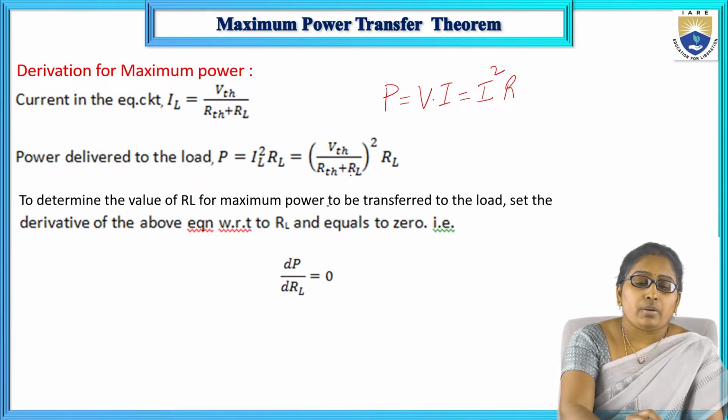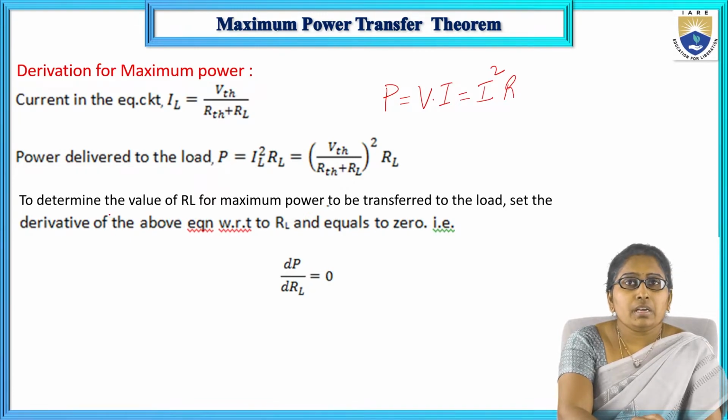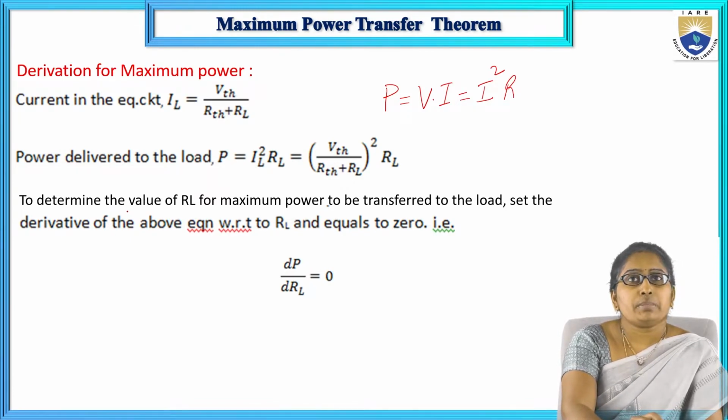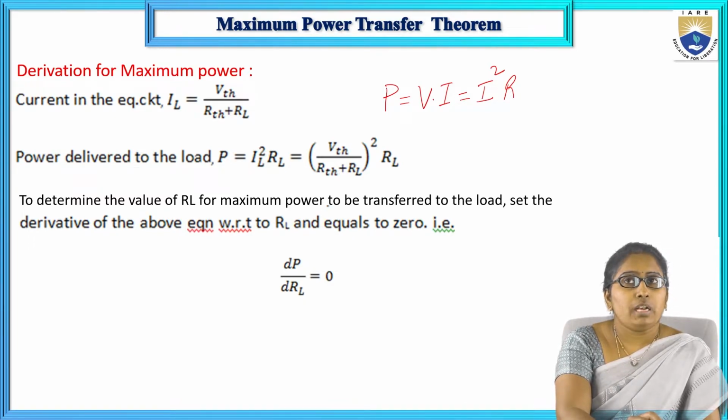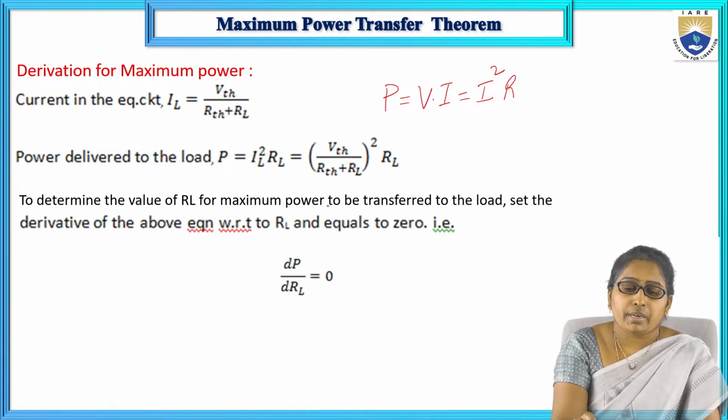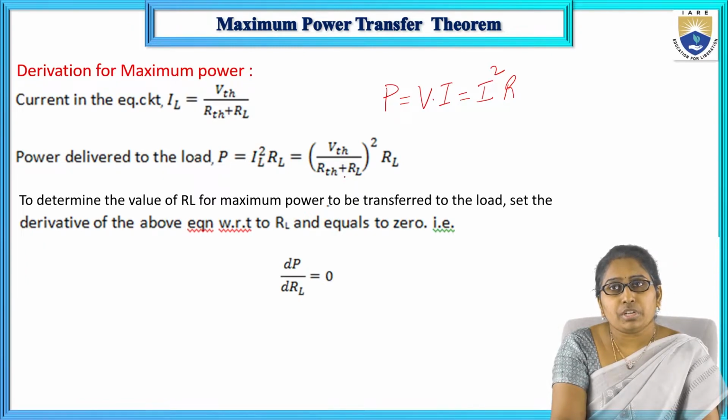Now we want to determine the value of RL for maximum power transfer. Okay. We want to know the value of RL for the maximum power to be transferred to the RL. How will it be obtained? So differentiate this power expression with respect to the variable parameter, that is here RL, and equate it to 0.